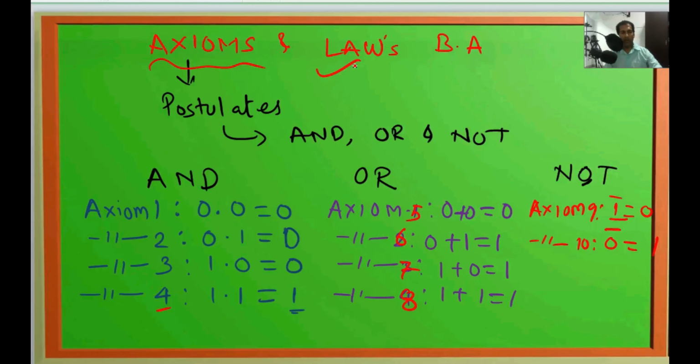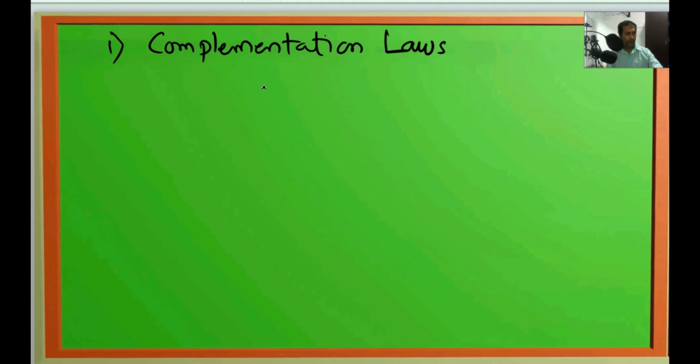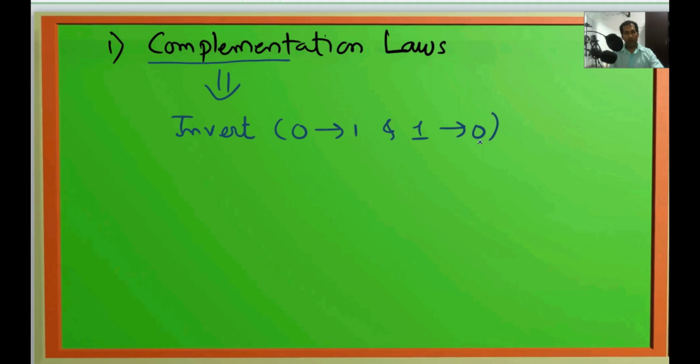There are different laws. Let us see the first one. The first one is the complementation laws, right? So the word complement, what is its meaning? The simple meaning of complement is to invert. What is the meaning of invert? Invert means making 0 to 1 and 1 to 0. There are 5 laws of complementation.